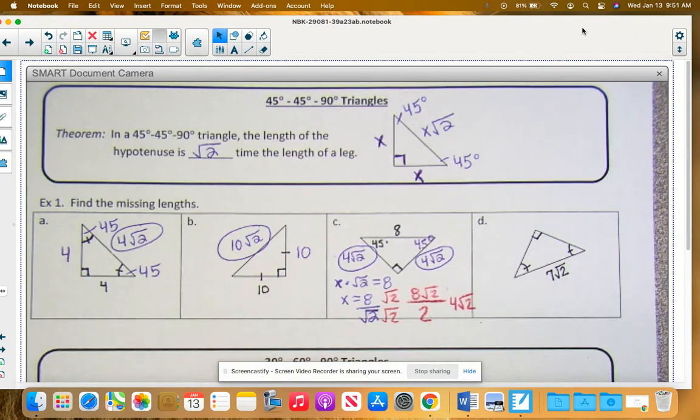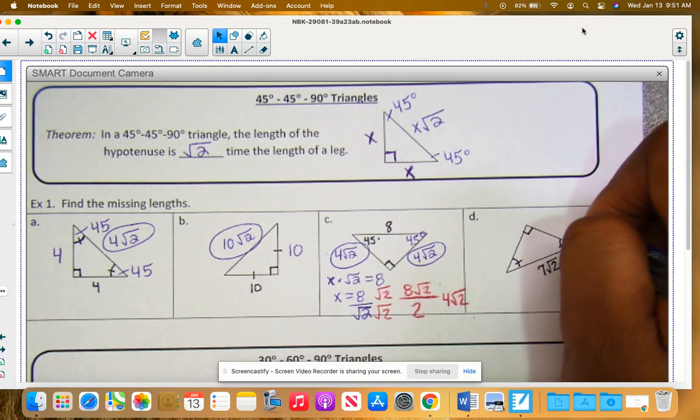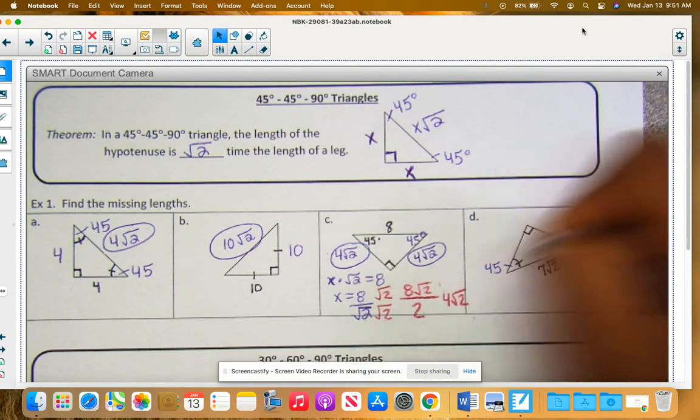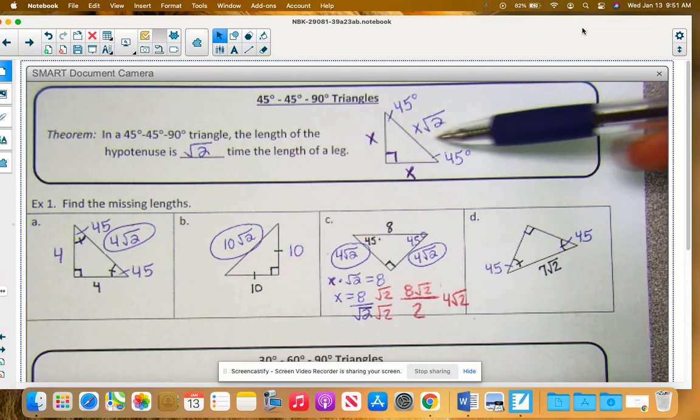And the last one for this 45, 45, 90 degree triangle, this one over here, I know that, again, I'm given my hypotenuse. And I know that these are both 45-degree angles because they're the same. You don't have to label, but there's nothing wrong with labeling, especially since they're going to be two different kinds of triangles. So this is a 45, 45, 90-degree triangle. I'm going to do the same thing. I'm going to set up an equation. So I know that this is equal to x square roots of 2.